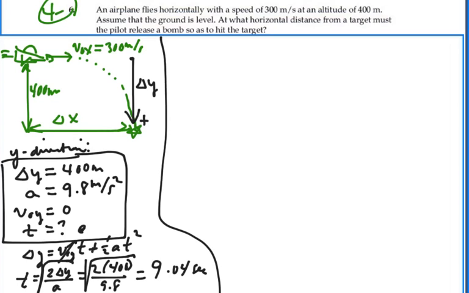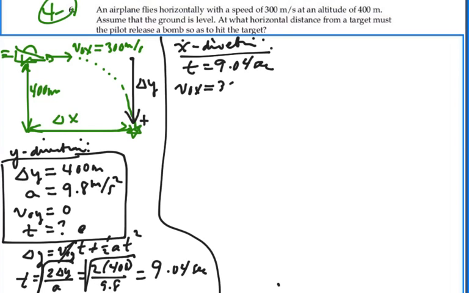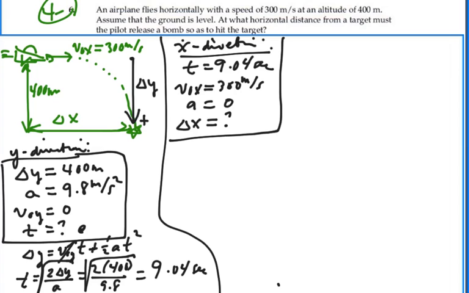Okay, that's the same time for the x direction as well. So let's look at the x direction. What do we know? Well, we just found time, 9.04 seconds. We know that the initial velocity of the bomb is 300 meters per second. We know we have no acceleration in the x direction. And we want to find displacement. We want to see where the bomb's going to hit. And that should hopefully be our target, I guess. If you want to get hit by the bomb, I guess.